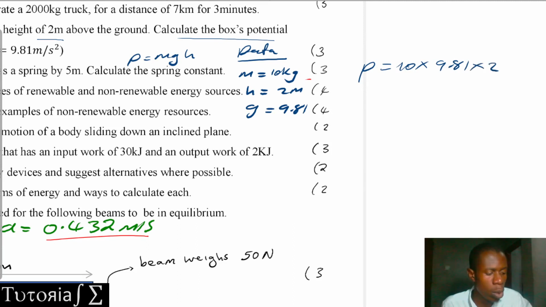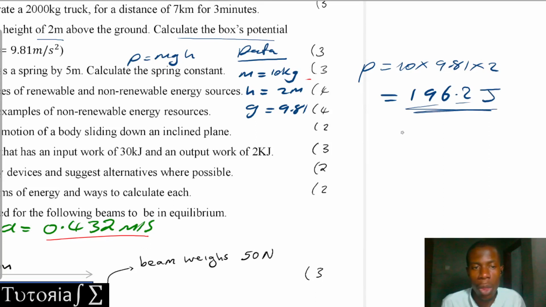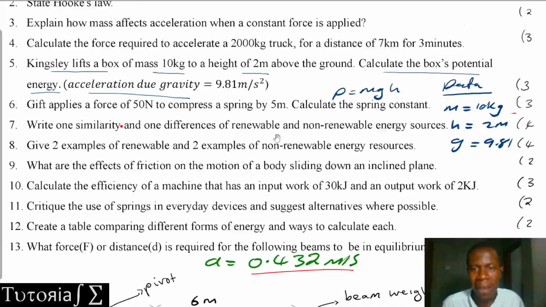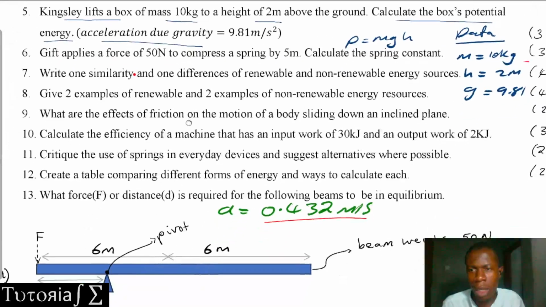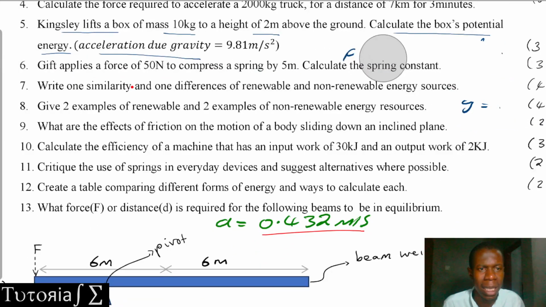So this will give you 9.81 times 2. This will give you 196.2 joules. Right? So that is how you were supposed to work out question number 5 here. Okay, we move on to question number 6. Trying to make the video as short as possible. So question number 6.